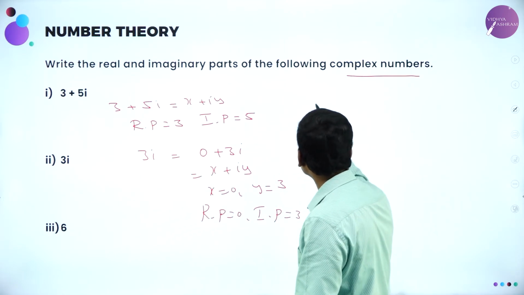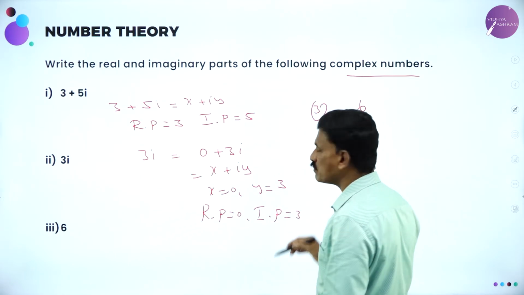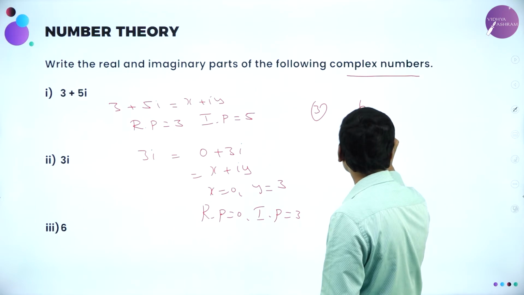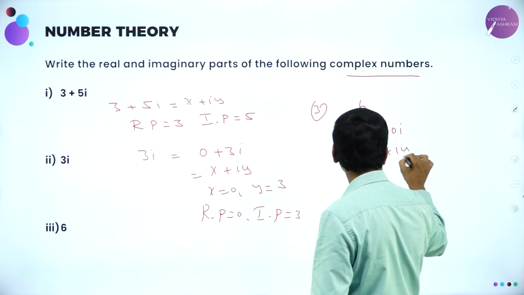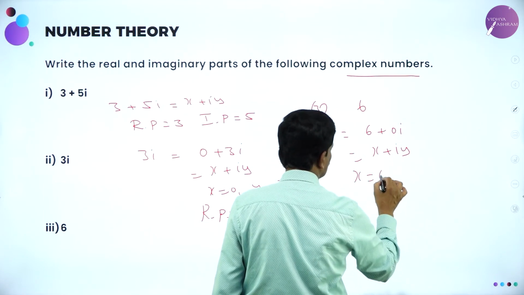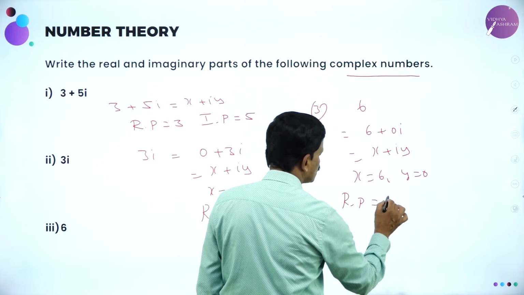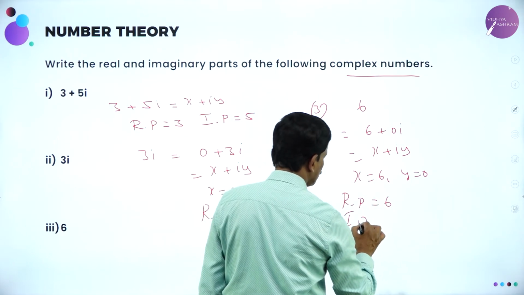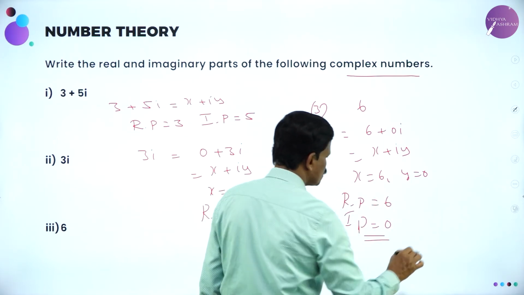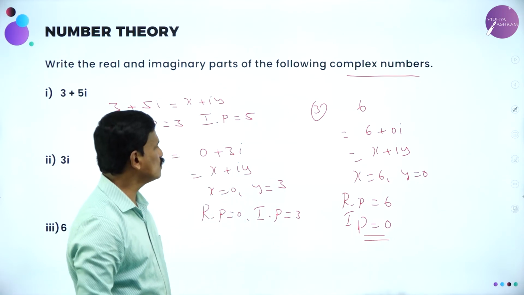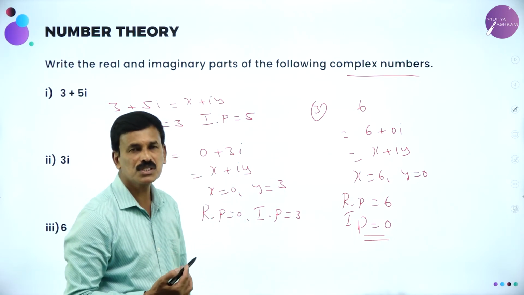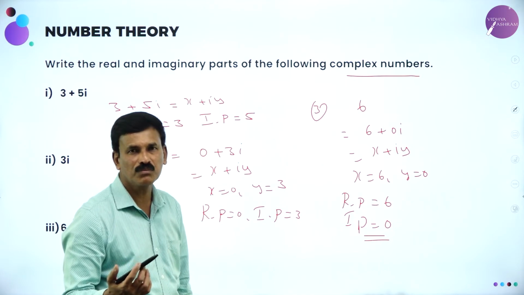Now, let us come to the third one. The given complex number 6 can be written as 6 plus 0 into i. This is of the form x plus i into y. What is x? x is equal to 6 and y is equal to 0. So, the real part of this complex number is 6 and the imaginary part of this complex number is 0. The real part is 6 and imaginary part is 0. This is how we are going to write. This is very simple for a 1 marker question.